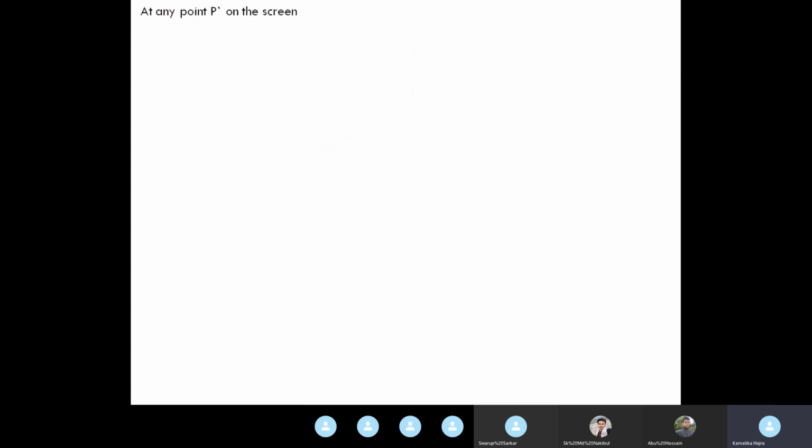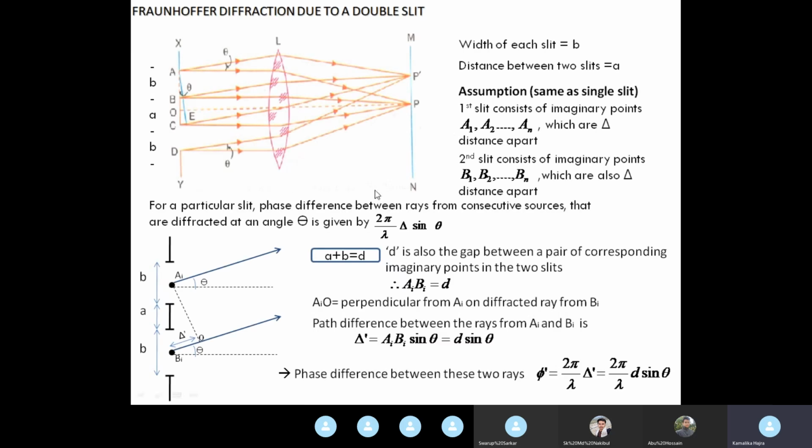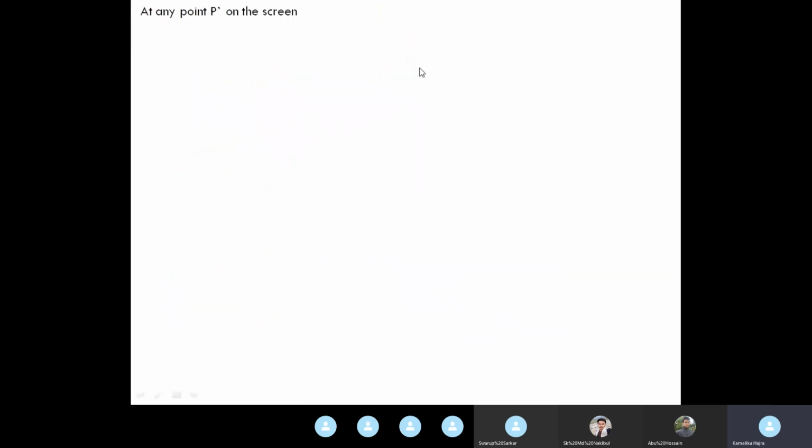Okay, so therefore at any point P prime on the screen, where the rays meet, the field due to the rays diffracted by the first slit, I call it E1, is given by A sine beta by beta cos omega t minus beta. And from where do I get this result? From our single slit diffraction result. Remember, we had derived this result of field at a point P on the screen due to all the rays diffracted at an angle theta by a single slit.